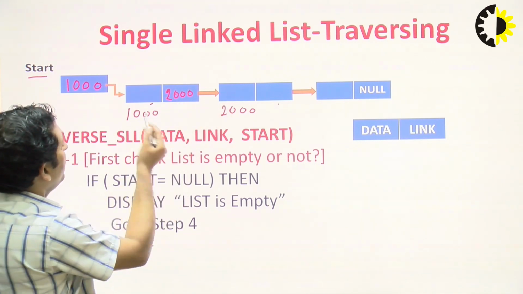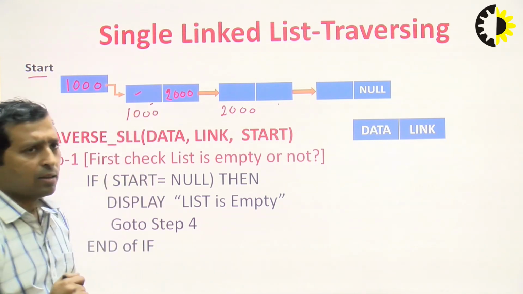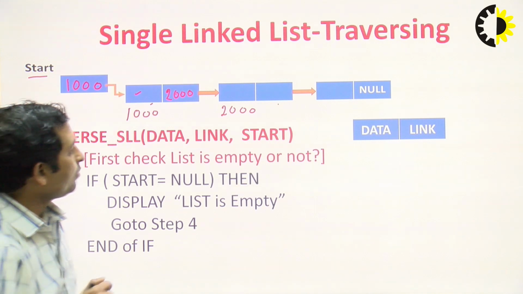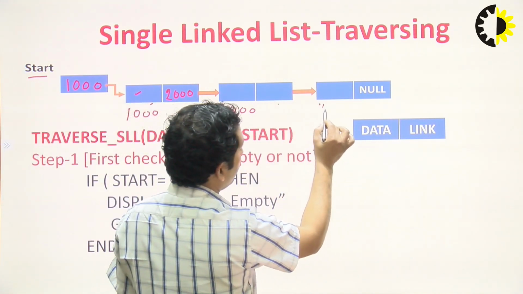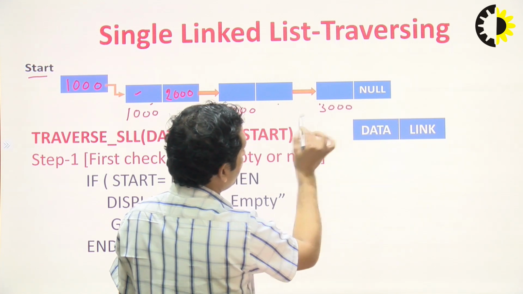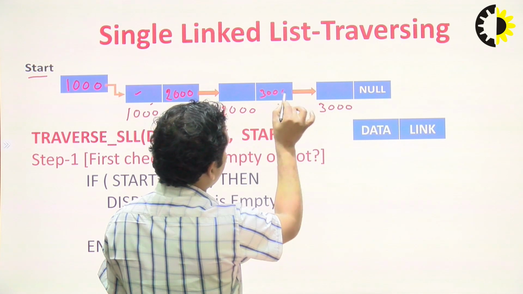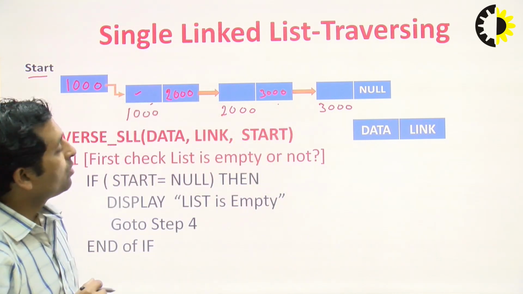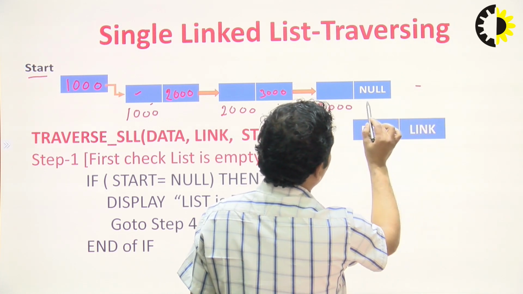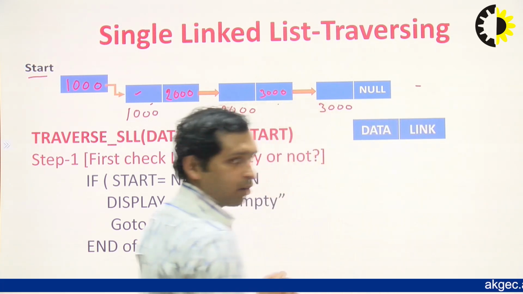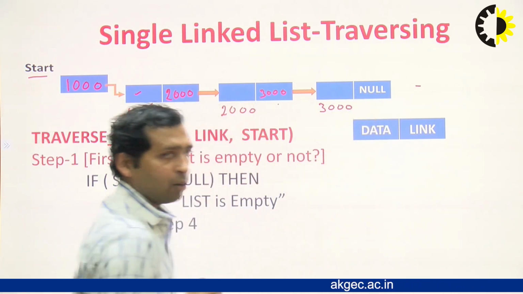And similarly we keep the data suitable for this type. In the second node's link part we keep the address of the third node. Let this be 3000, and we keep 3000 here. And in the third node there is no next node, so we keep the null pointer. There is no address, so we keep the null value.